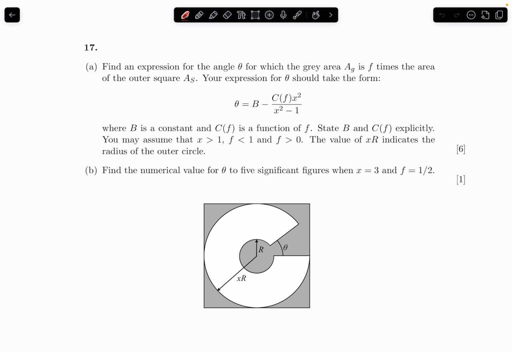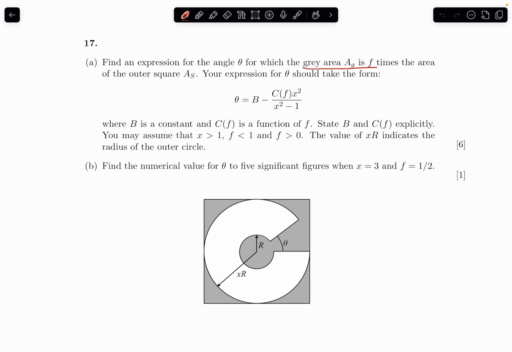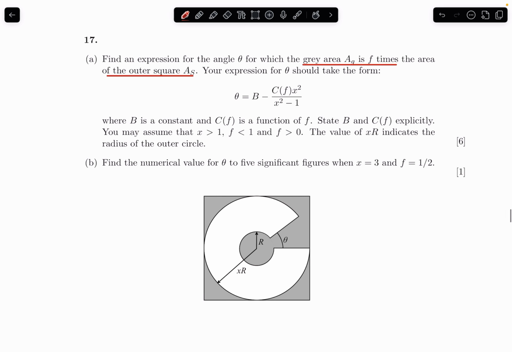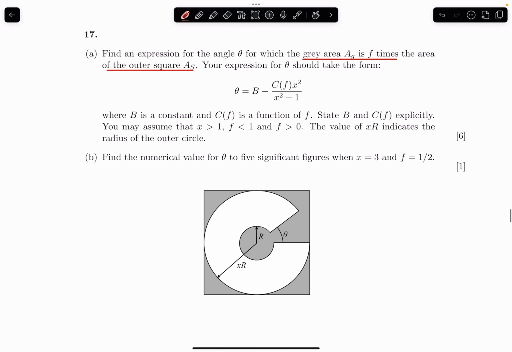Find an expression for the angle theta for which the gray area AG is f times the area of the outer square AS. Your expression for theta should take the form theta equals b minus cf x squared over x squared minus 1, where b is a constant and cf is a function of f. State b and cf explicitly. You may assume that the value of xr indicates the radius of the outer circle.